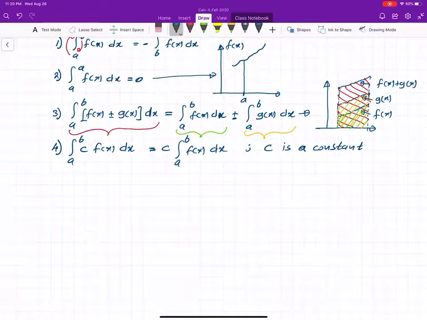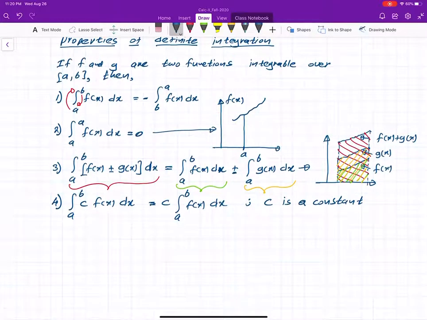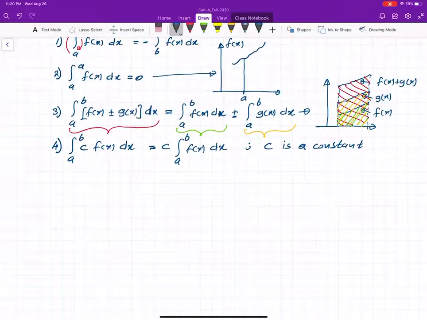All right, c is a constant. So this can also be explained by the area example, but I won't spend time on that. You can understand that, so you can do it by yourself later. So let's go to the next property, which is property number 5.